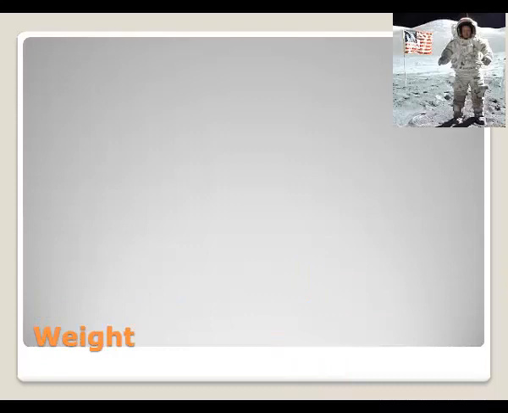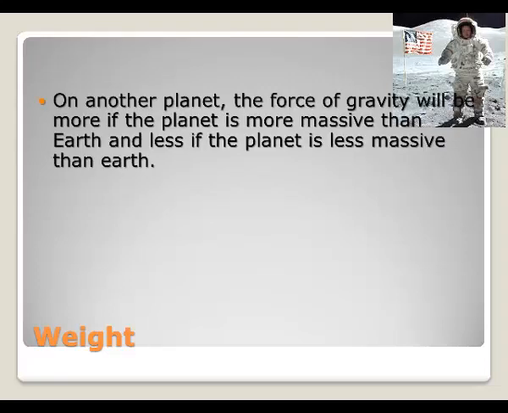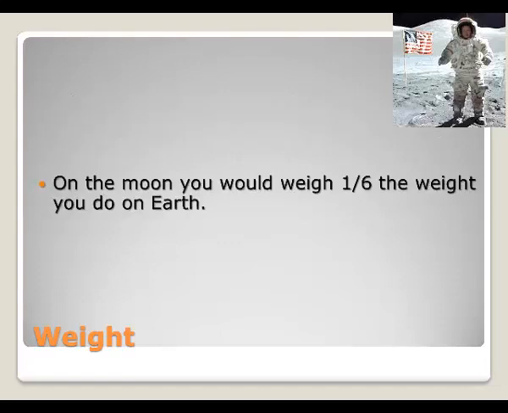Weight. Weight is a measure of the force of gravity on any object. On any other planet, the force of gravity will be more if the planet is more massive than Earth, and it will be less if the planet is less massive than Earth. So an example of that, if you were on the moon, you would weigh 1/6 the weight that you do on Earth.